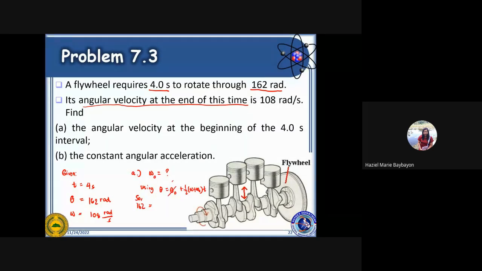Theta naught is 0. Equals 1/2 multiplied by omega, which is 108 radians per second, plus our variable omega naught, which we don't know the value of yet, multiplied by the time, which is 4 seconds. So what we need to do is isolate omega naught. Let's isolate omega naught.